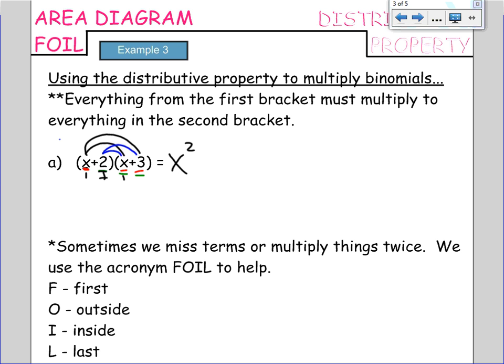Outside terms, the opposite of your insides. So it's the two outer terms. That's going to be plus 3x. And last. That's for each individual binomial. 2 is the last term in the first binomial. 3 is the last term in the second binomial. Gives you plus 6.